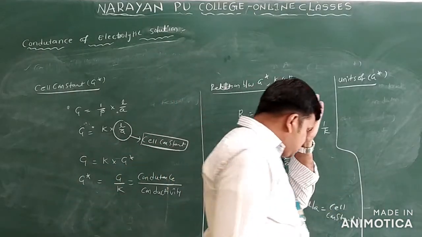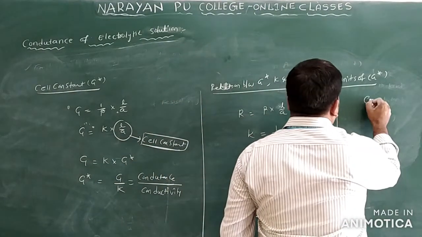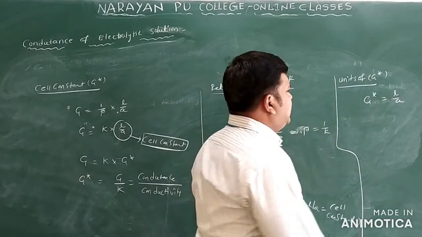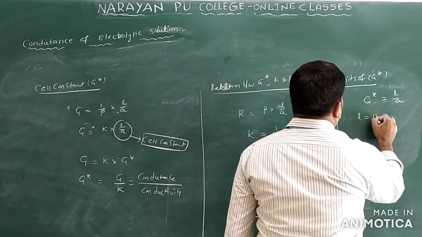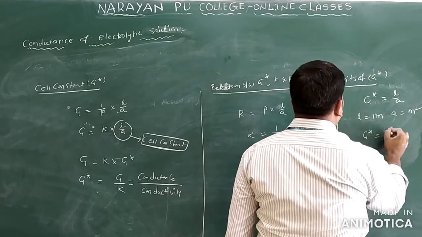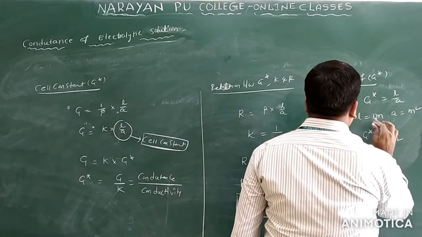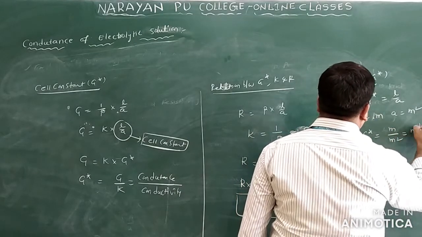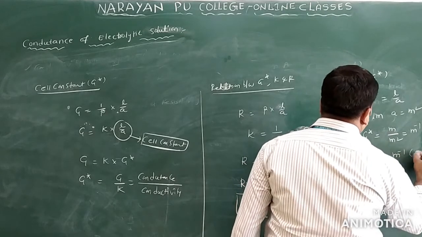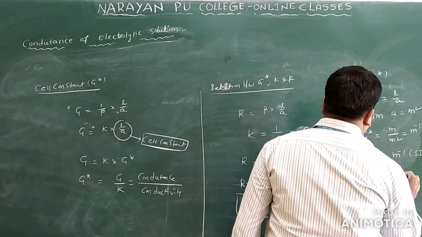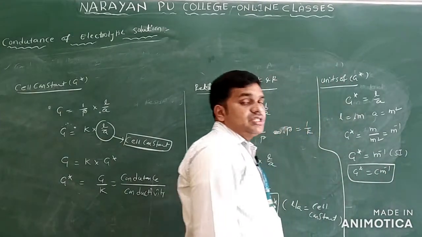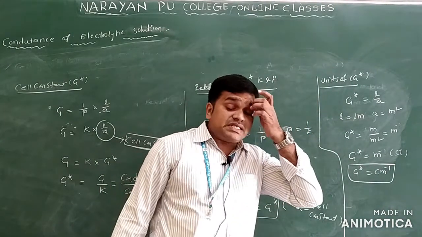Now we will see the units of cell constant G star. Generally G star is equal to L by A. Suppose length L is equal to 1 meter and area A is equal to 1 meter square. G star is equal to meter by meter square. Then you will get meter inverse. So the unit of this term is meter inverse. These are SI units, but generally you can use centimeter inverse. So these are the units of cell constant G star.